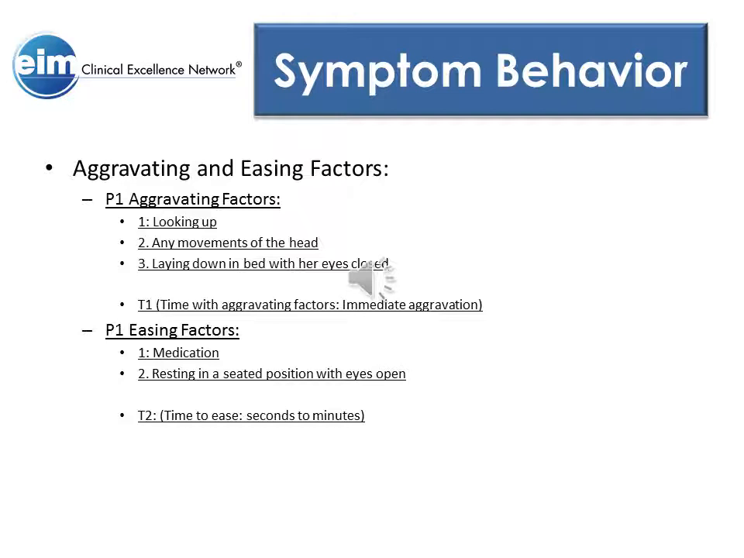Okay, so the symptom behaviors. For P1, for aggravating factors, the patient expressed looking up as being very hard for her to do and causes her symptoms to reproduce, and pretty much any movement of her head. Laying down in her bed was also very hard for her to do, as was closing her eyes. The time to onset of the aggravating factors was pretty immediate. As soon as she would either look up or move her head, she was feeling that severe vertigo. The easing factors were medication that she'd been given to help with her dizziness, and resting in a seated position with her eyes open. The time to ease was usually seconds to minutes.